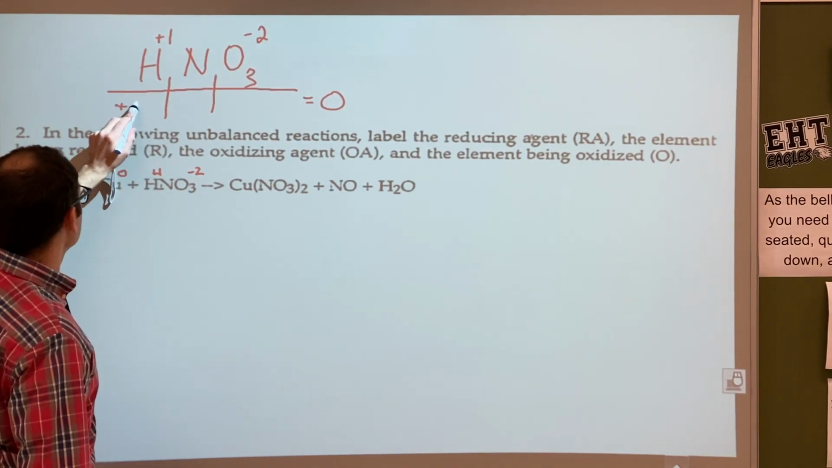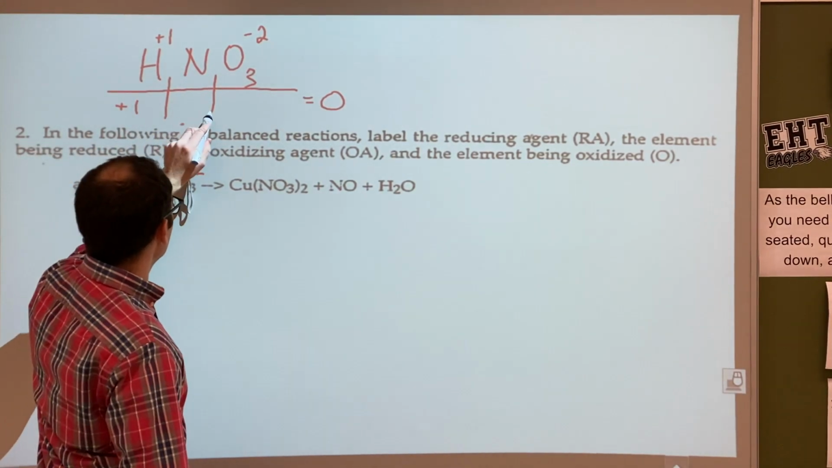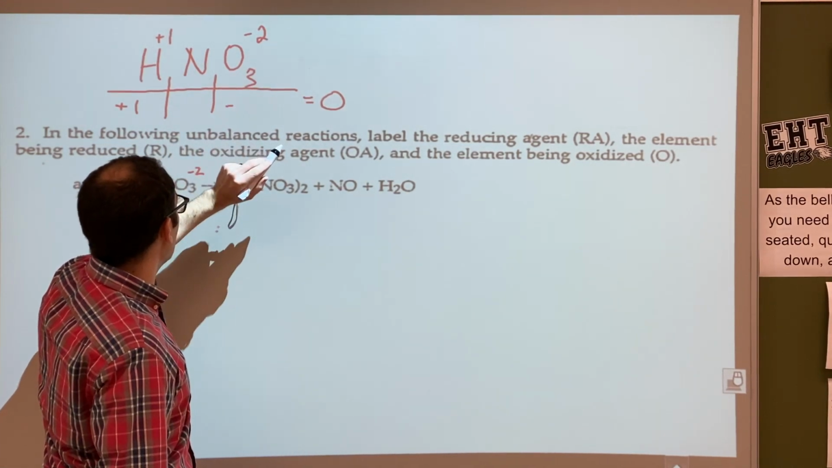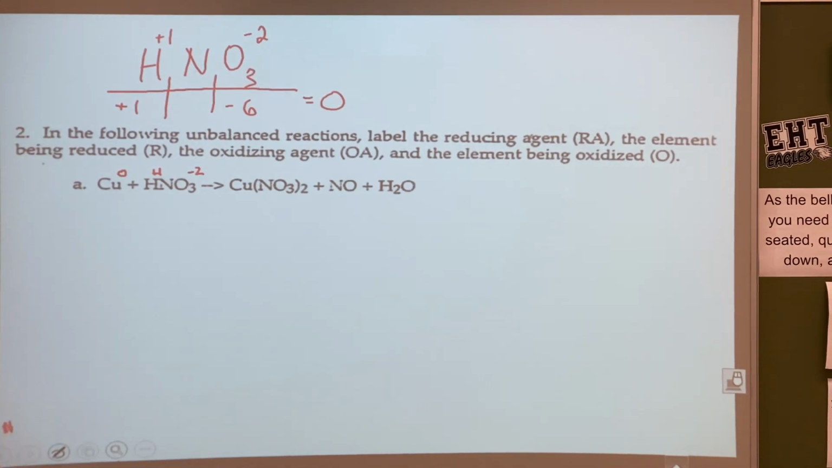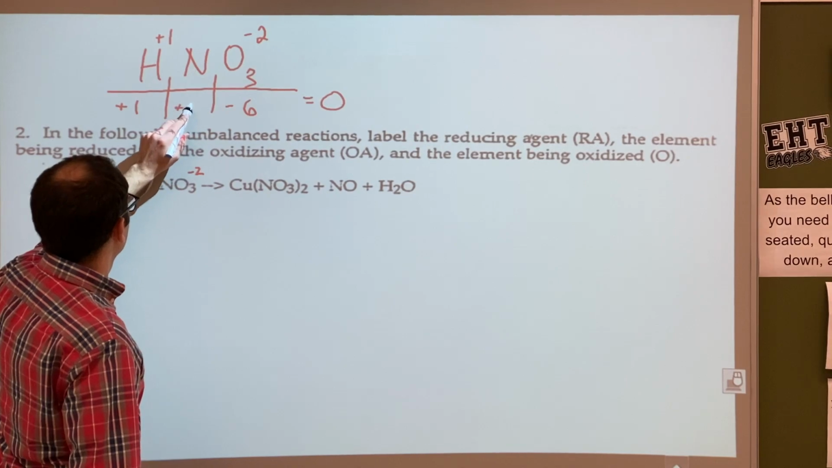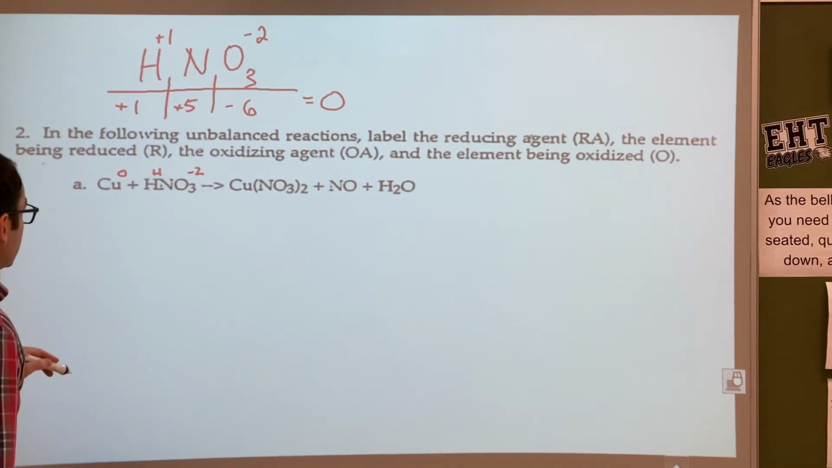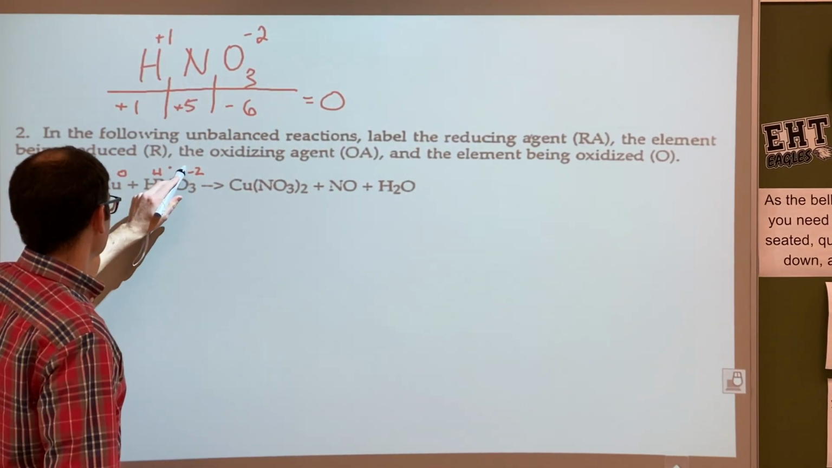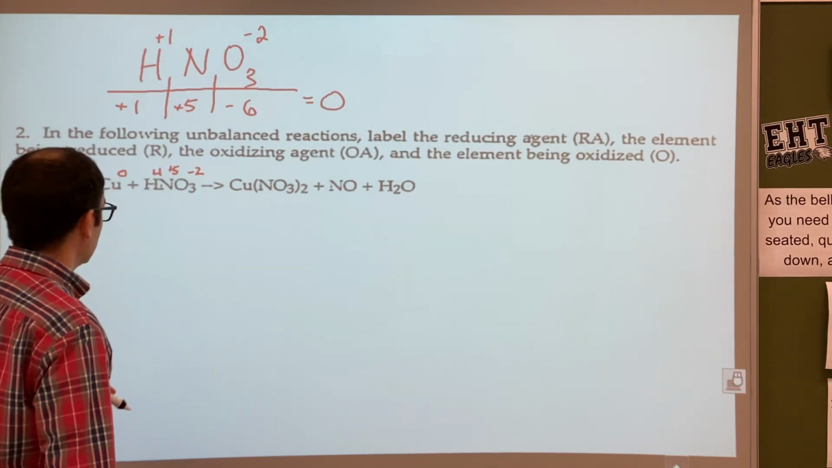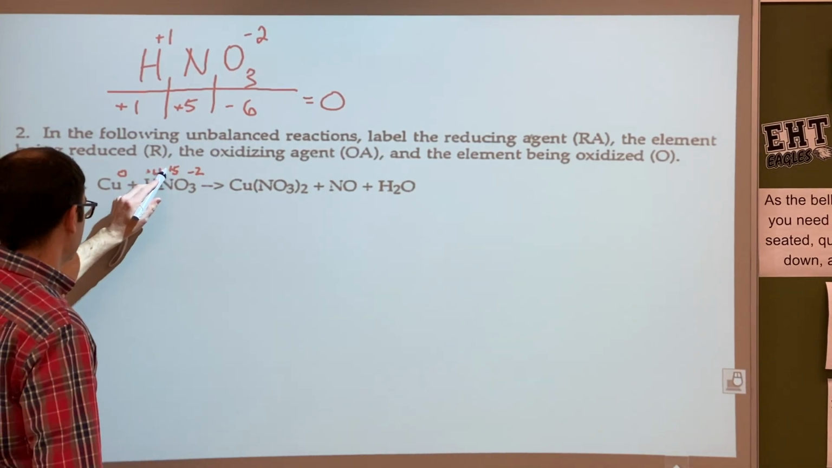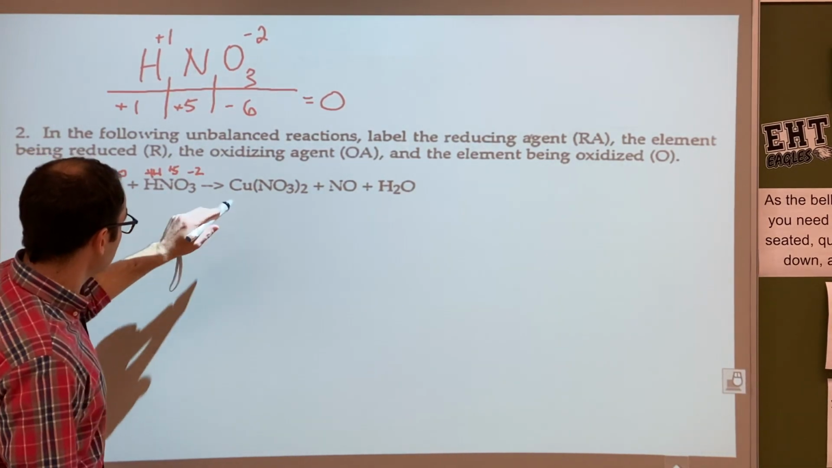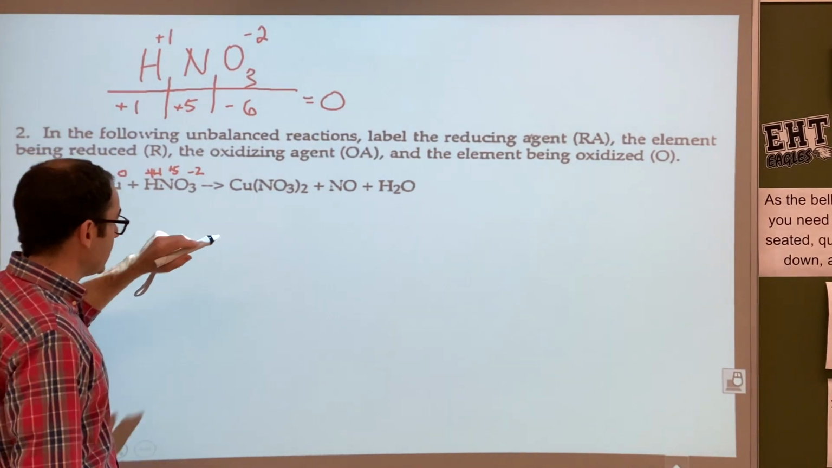All right, we need to make this work so that it's 0. So H +1, and we don't know, oxygen's gonna be what? -6. Okay, so what does nitrogen have to be? +5. All right, so nitrogen has to be +5 for this to work. Which again, is odd, but this is the oxidation number for it, not necessarily the charge for it.